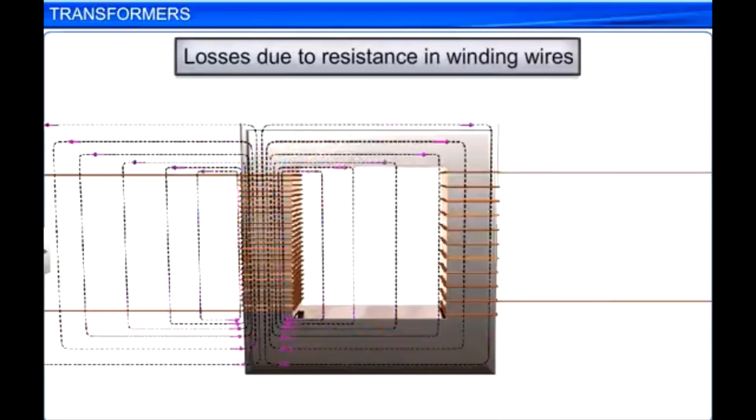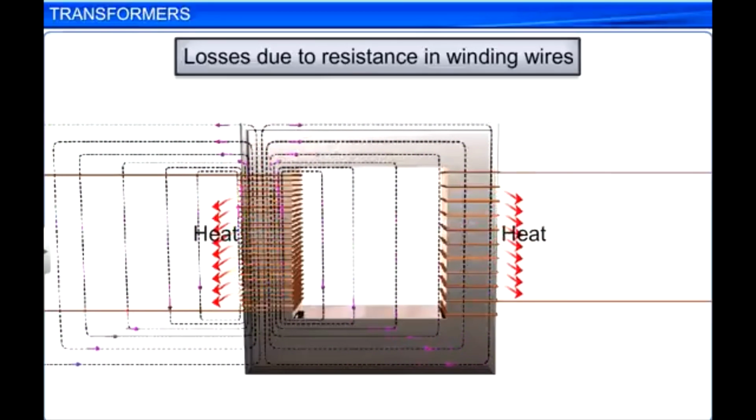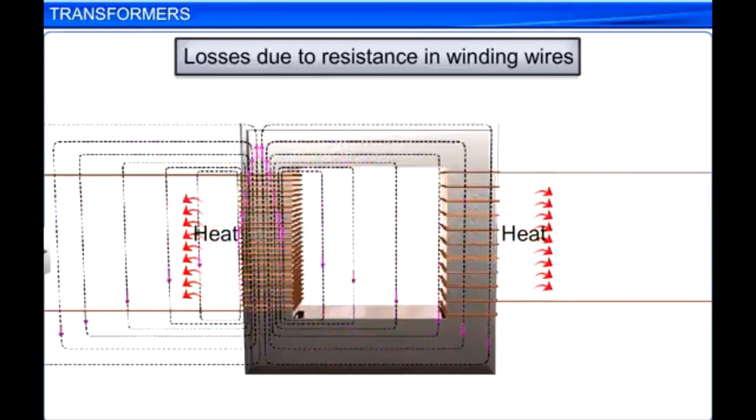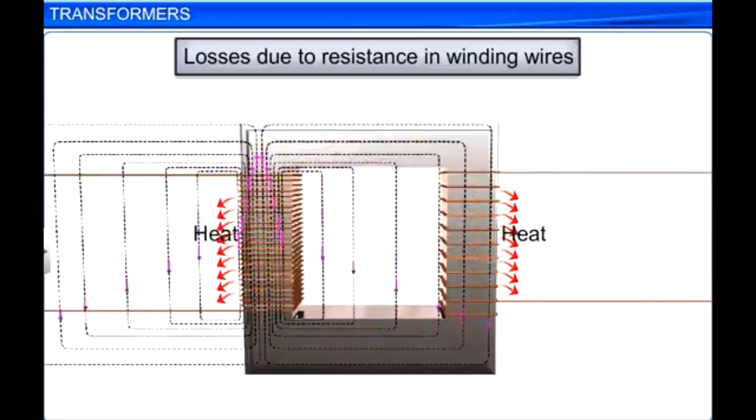Another loss is due to the resistance of the winding wires, as the wires used for the windings have some internal resistance. Some energy is lost due to heat produced in the wire whenever a current passes through them. In high current, low voltage windings, this loss can be minimized by using thick wires.